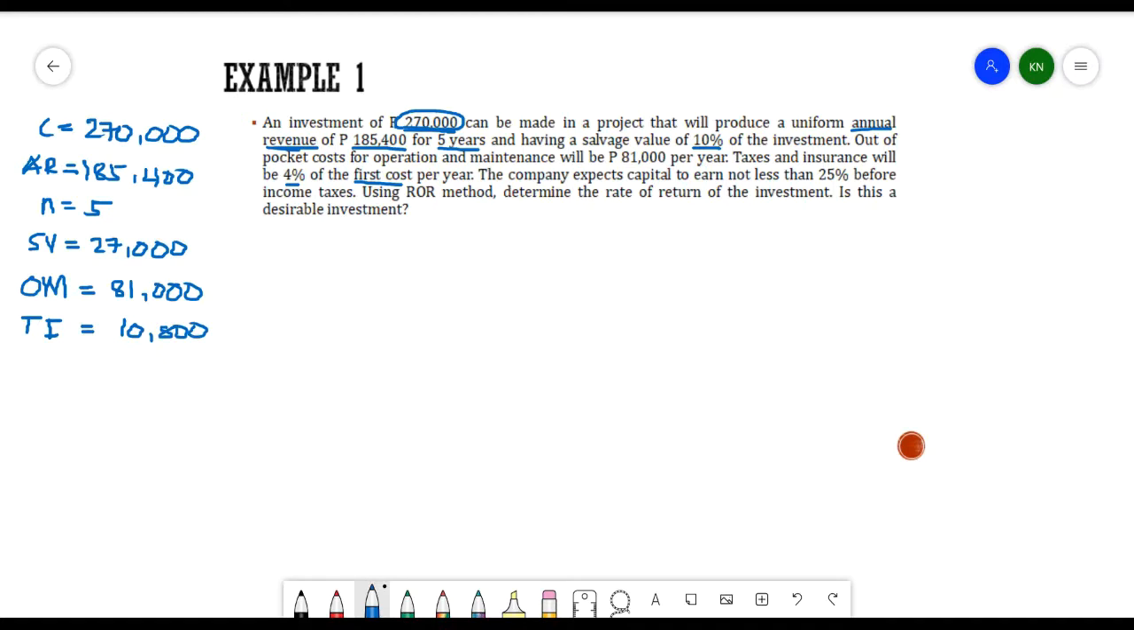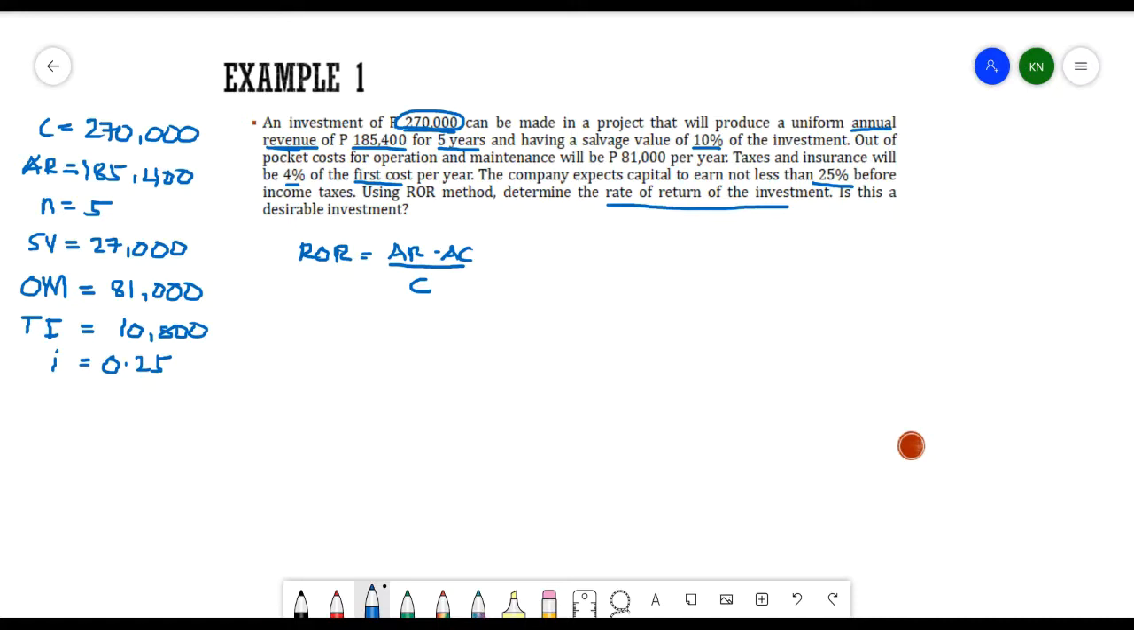So the company expects capital to earn not less than 25%. So our I is equivalent to 0.25. So we are looking for the rate of return of the investment. In order for us to find the rate of return, we have the formula ROR is equivalent to AR minus AC all over C. We already have the AR, we already have the C, but we need to identify the annual cost that we have in starting up the investment.